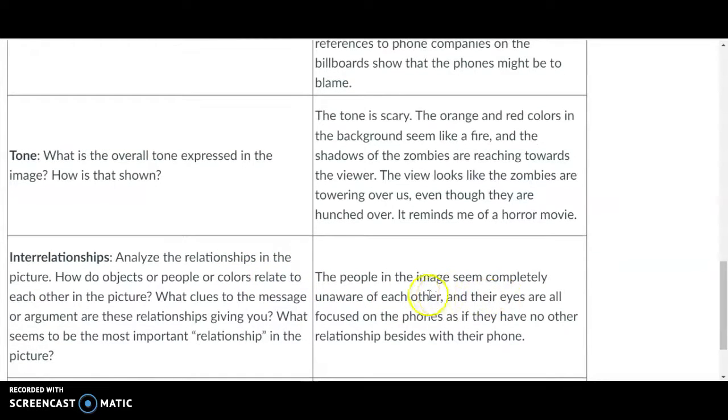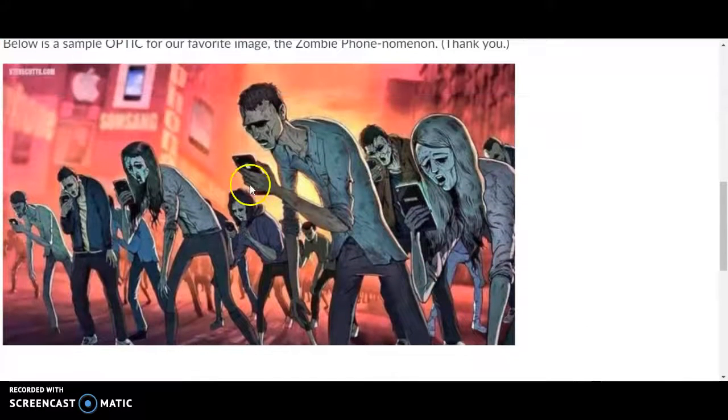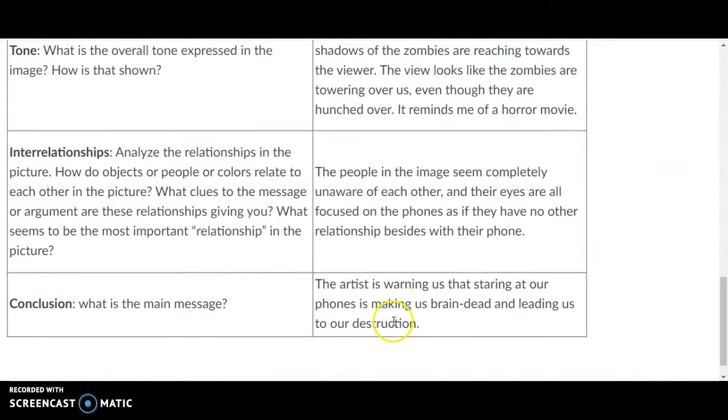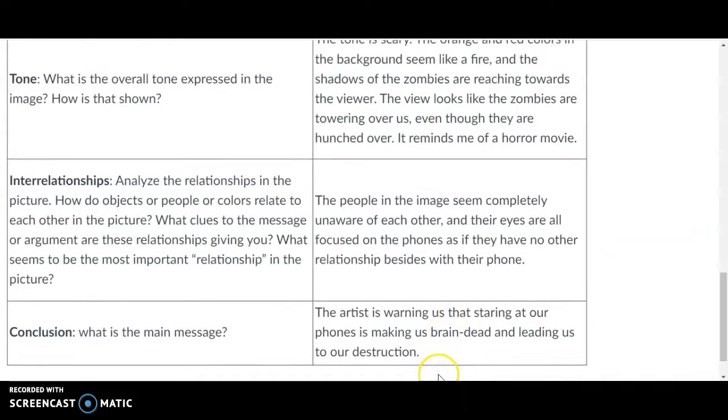Interrelationships, people in the image are unaware of each other. Their eyes are all focused on the phones as if they have no relationship besides their phone. So there's a lot of zombies here, but they are completely connected to their phone. They might not know that there's someone next to them, or at least that's what it looks like. And then the main message, the artist is warning us that staring at our phones is making us brain dead and leading us to our destruction.